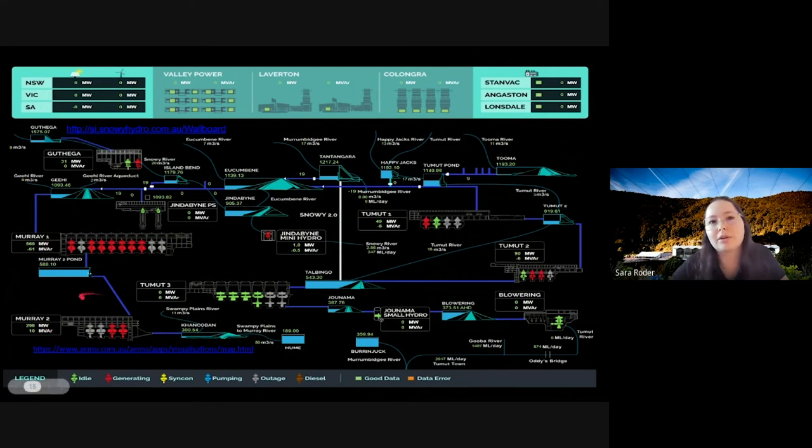And our Tumut development on the right there has Tumut 1, Tumut 2, Tumut 3, which you might have heard us referred to as T1, T2, T3. And they can generate into the New South Wales grid.